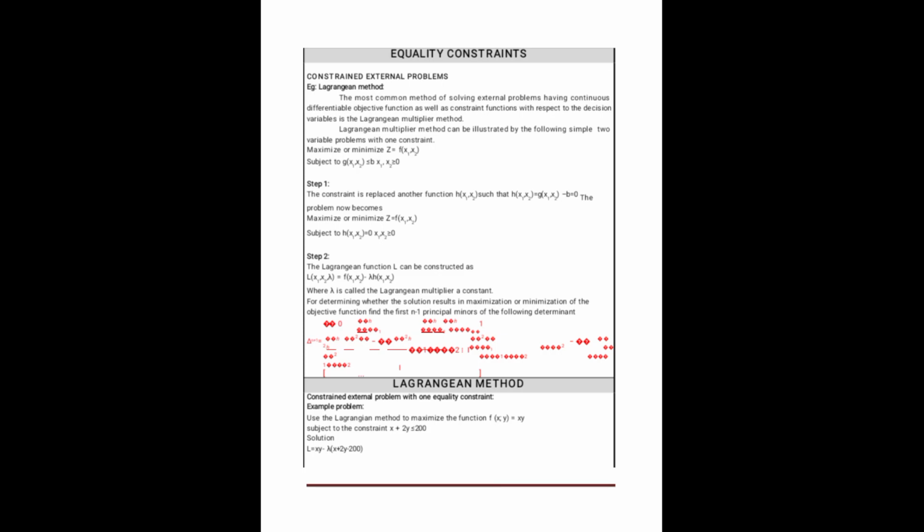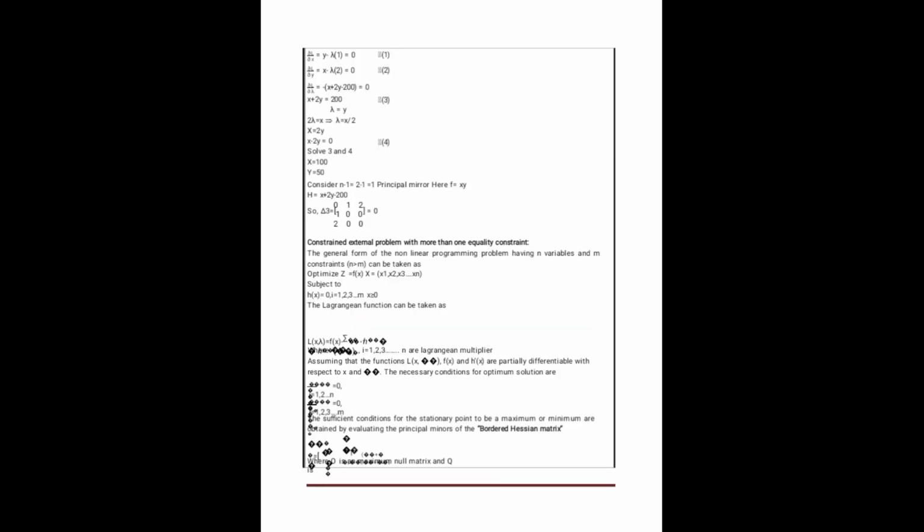Use Lagrangian method to maximize the function f of x comma y is equal to xy subject to the constraint x plus 2y less than or equal to 200. Solution: L is equal to xy minus lambda into x plus 2y minus 200. Dou L by dou x equal to y minus lambda of 1 equal to 0. Dou L by dou y is equal to x minus lambda into 2 is equal to 0.